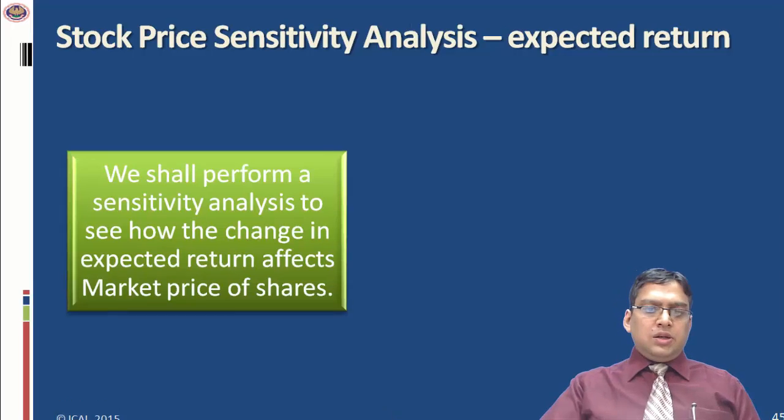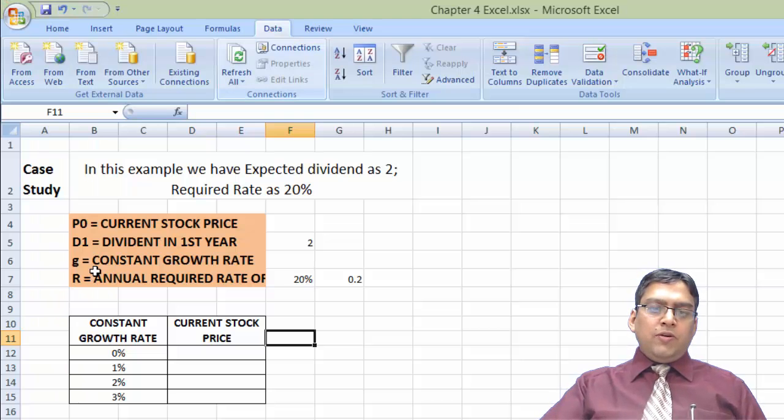Let's take an example. In this sensitivity analysis of growth percentage, we have expected dividend as 2. Required rate is 20%. Means D1 is 2 and RRR is 20%, that means 0.2. You can find out the dividend, means current stock price, and growth rate according to the percentage, that is first year 0%, second year 1%, third year 2%, and next year 3% onwards.